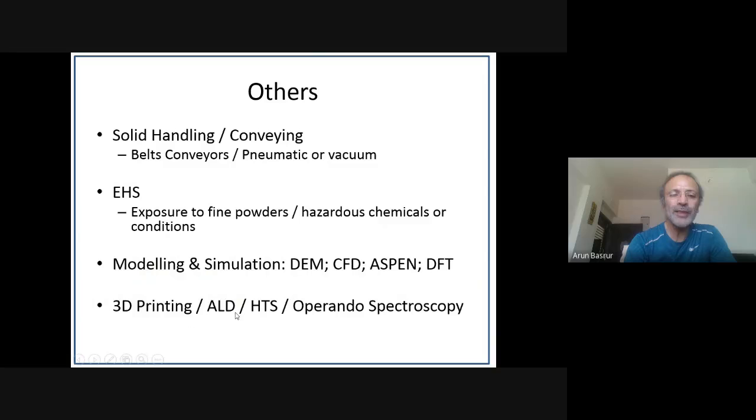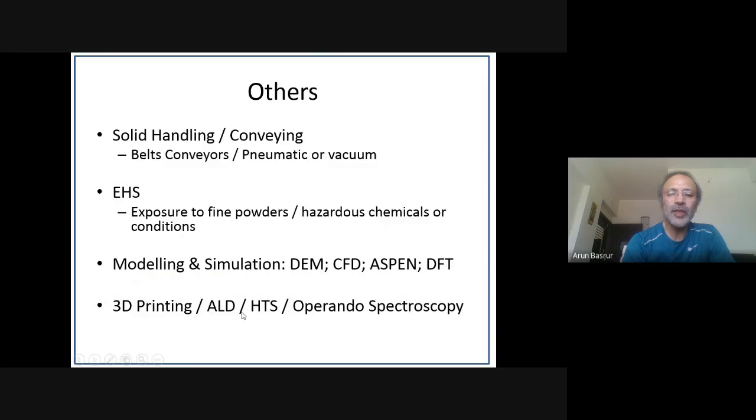Then there is what is known as atomic layer deposition, which facilitates tailoring the surface of a catalyst at the atomic scale. So this has a large implication on turnover rates, turnover frequencies, that is the activity of the catalyst, as well as product selectivity.